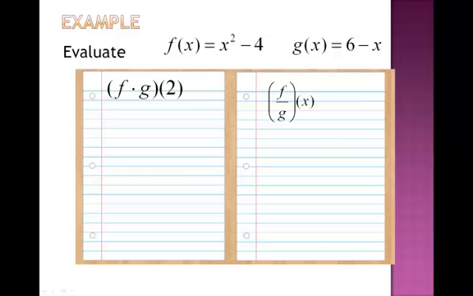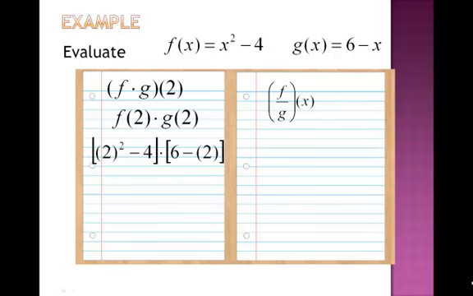Alright, now that we have the last of our operations, let's again look at some examples. So you'll notice that I'm using f and g from my previous examples, x squared minus 4 and 6 minus x. And the first thing I want to do with them is basically multiply f and g together and use an input of 2. Now, that's using the alternate notation, so let's go ahead and switch it to something a little bit more intuitive. Something like this. f of 2 times g of 2. Now that first one says I basically want to plug 2 into f, and then plug 2 into g, and then multiply things out. So let's go ahead and do that.